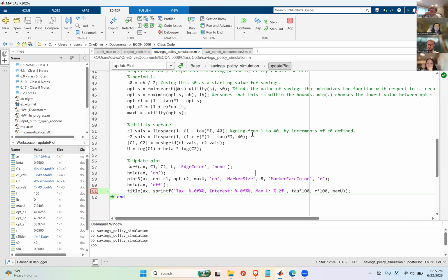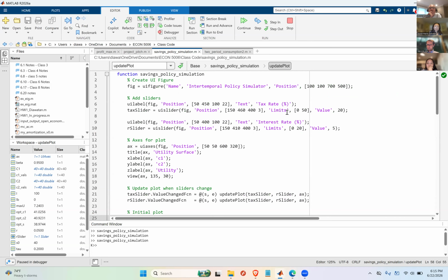So here we have the function savings policy simulation. One of the key things that this does differently than what we've seen in class so far is that it includes a user interface with options that include sliders, which is how we're going to manipulate the tau and the beta, that's the interest rate. So first we create the user interface figure: figure, user interface figure, name, intertemporal policy simulator, position. Everything you see in line 3, line 6, line 9, line 10, sorry, in those brackets essentially determines where these sliders are going to be positioned.